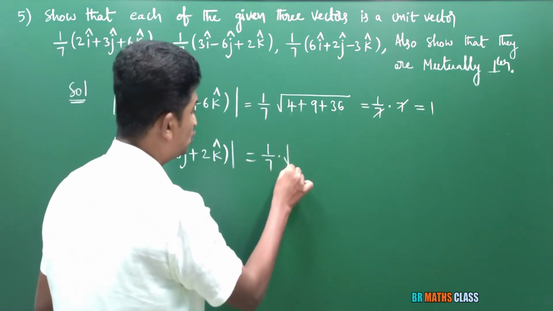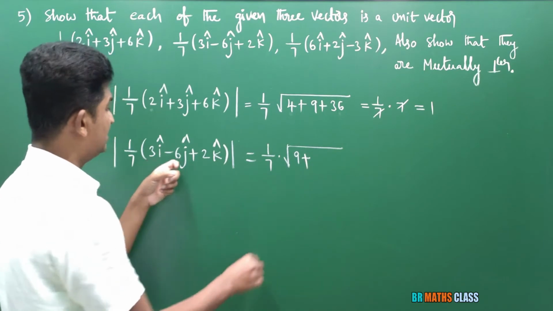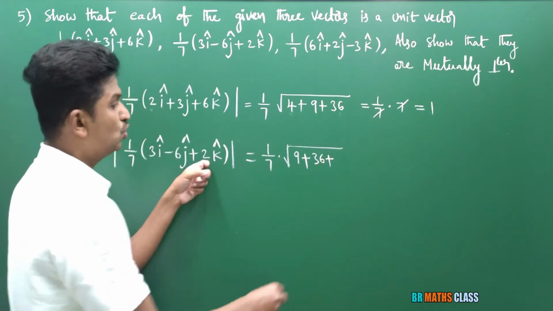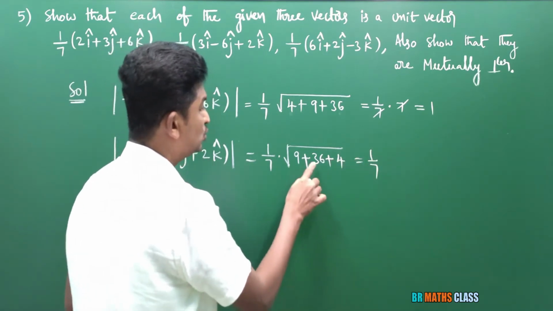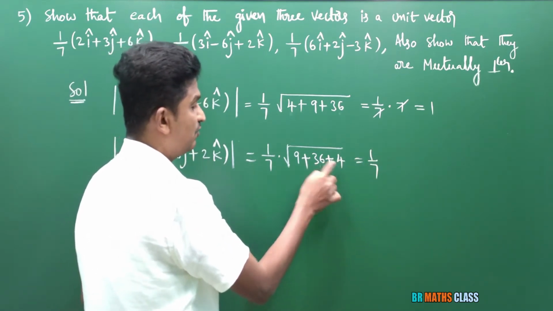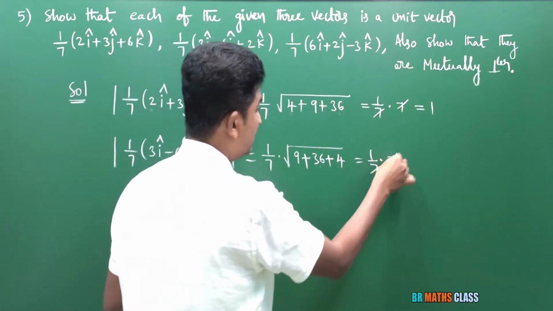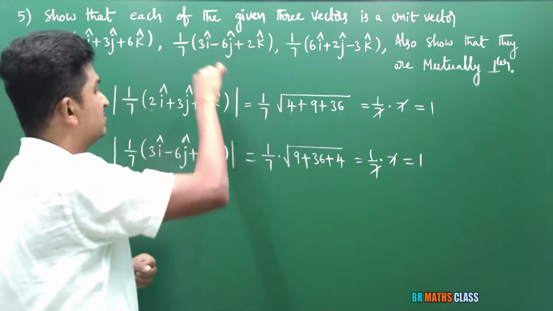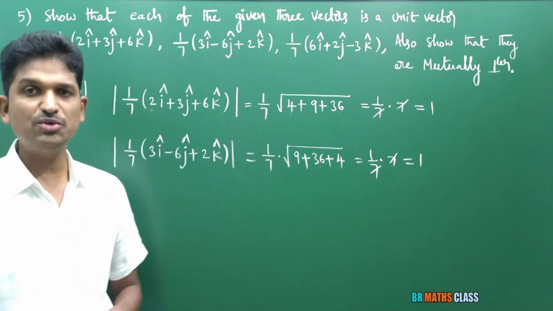That is root over. See here, 3 is there, na? 3 square is 9 plus minus 6 whole square is 36 plus 2 whole square, that is 4. So that is 1 by 7 into root of 36 plus 4 is 40, 40 plus 9 is 49, root 49 is 7. So these two will get cancelled, you got 1. That means when I calculate the magnitude of this vector, I got 1. From this I can say that this vector is a unit vector.